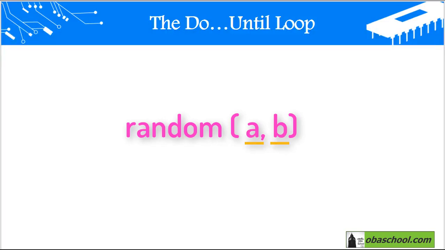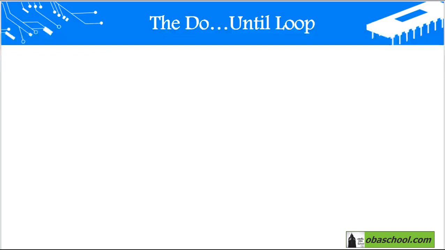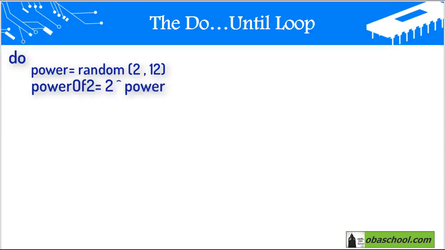Now we will start by writing our program. We start by do. We are going to put in variable power random 2 and 12. And then we will put in variable power of 2. We're going to put 2 and put the sign of the power and put beside it the variable power, which contains random 2 and 12.